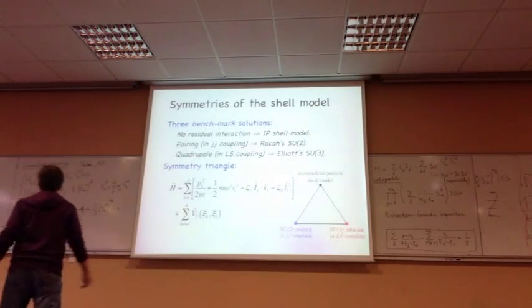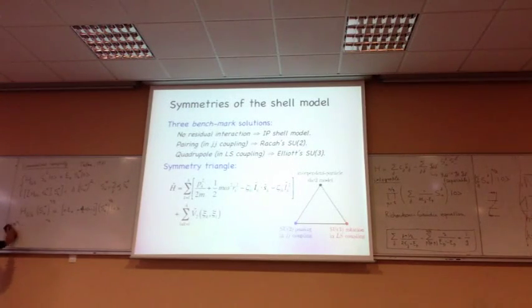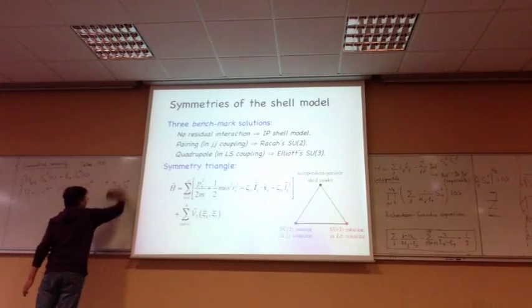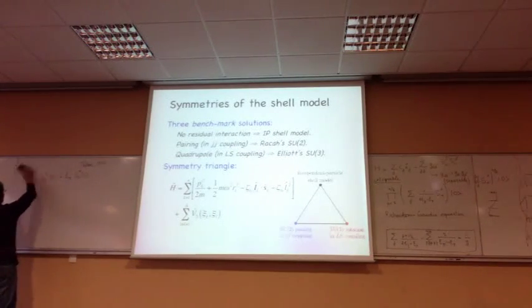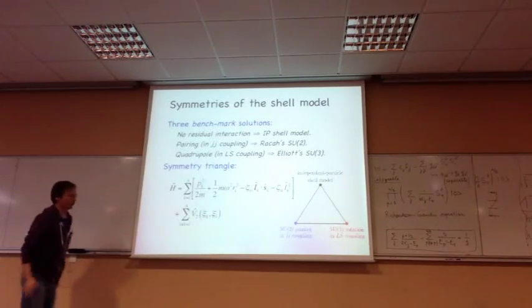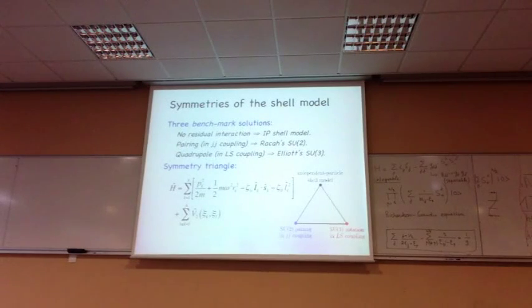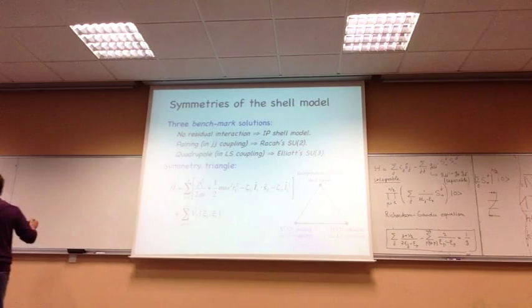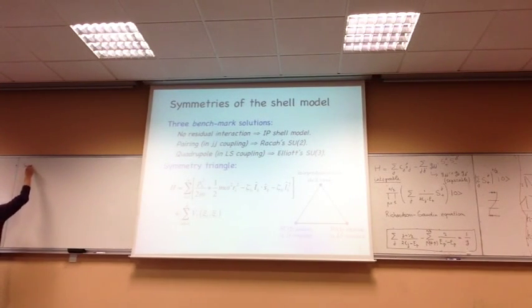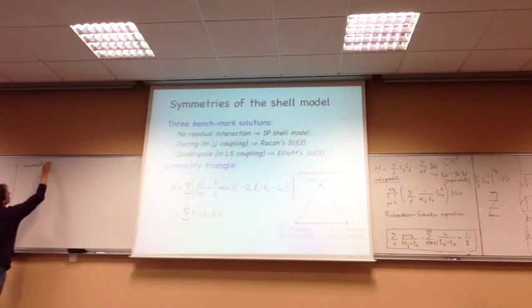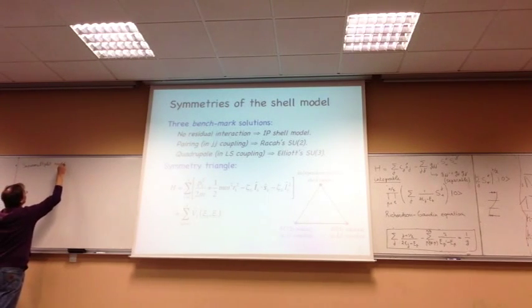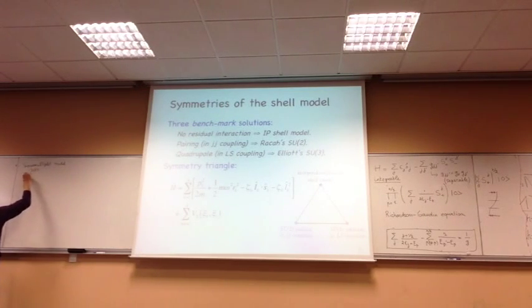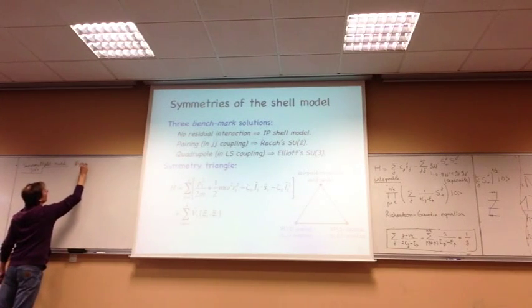To do so, I first have to introduce a very old idea which is due to Wigner, and this is known as the supermultiplet model, or alternatively as the SU(4) model. This was Wigner in 1937.